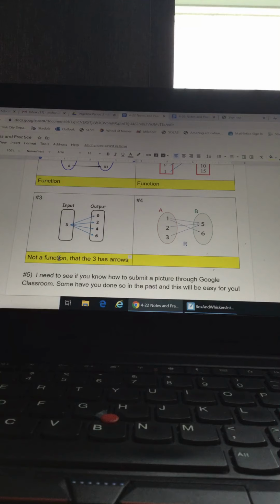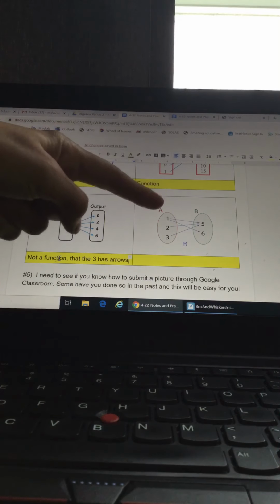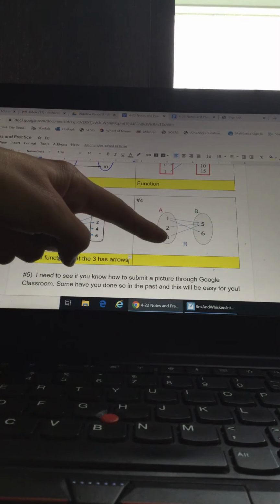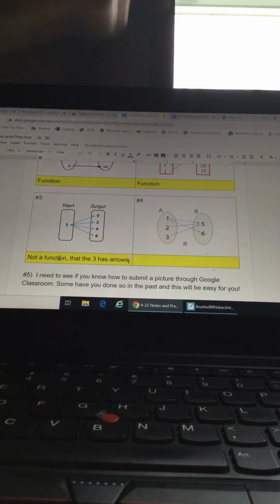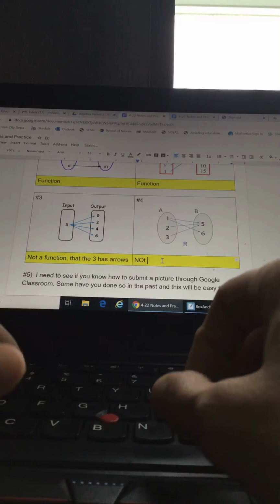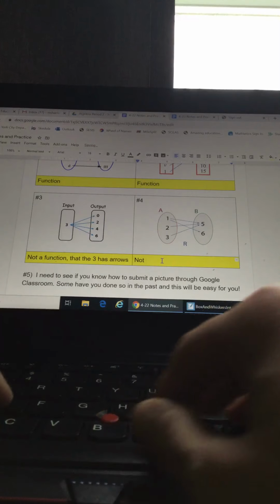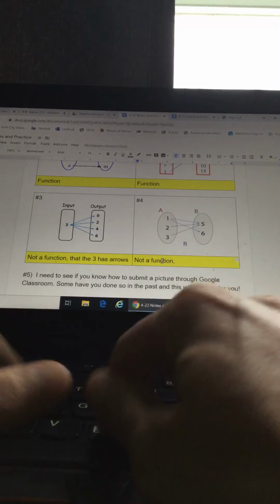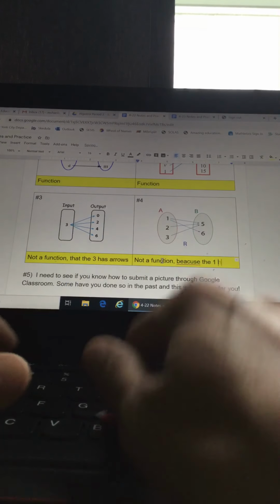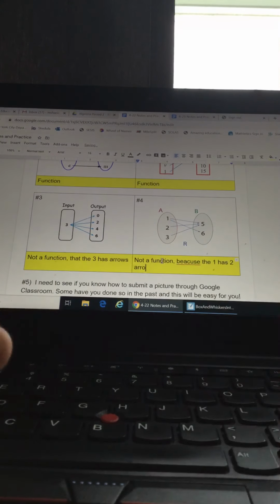Looking at number 4, again, a little bit tricky. So I have 1, 2, 3. Looking at the 3, there's only 1 arrow. Looking at the 2, there's only 1 arrow. However, the 1 has 2 arrows. So even though the 2 and the 3 only have 1 arrow, because the 1 has 2, this is not a function. So I'm going to write not a function. Whoops, I'm going to lowercase my o. Not a function. And I have to say why, and I'm going to say because the 1 has 2 arrows. And I'm going to spell everything correctly, so let's fix my spelling here. And that will be it.